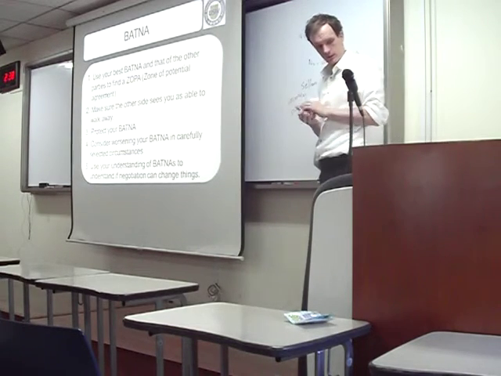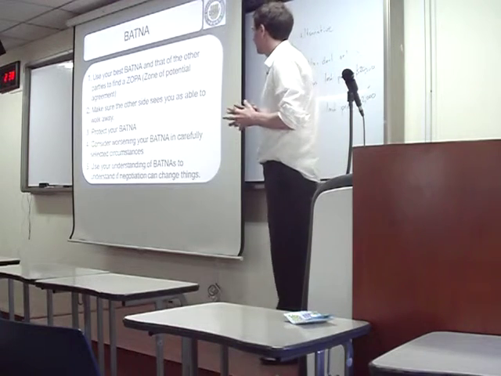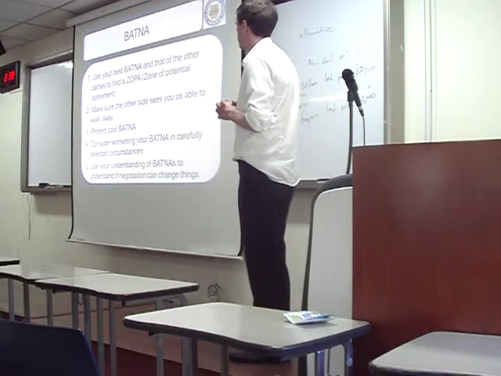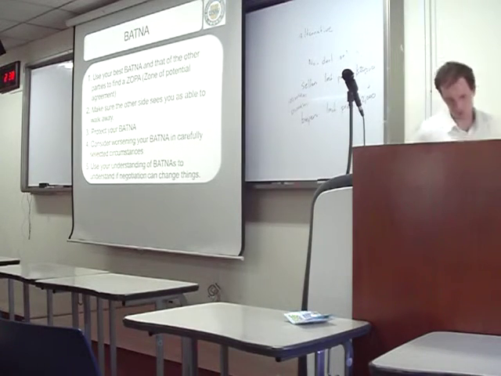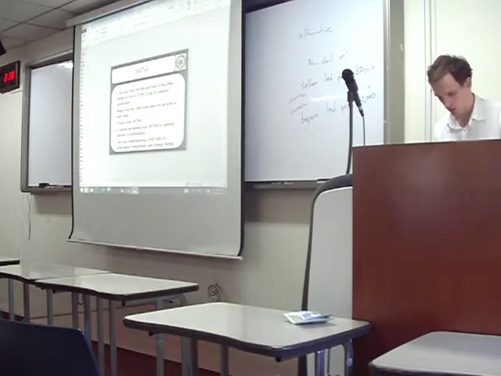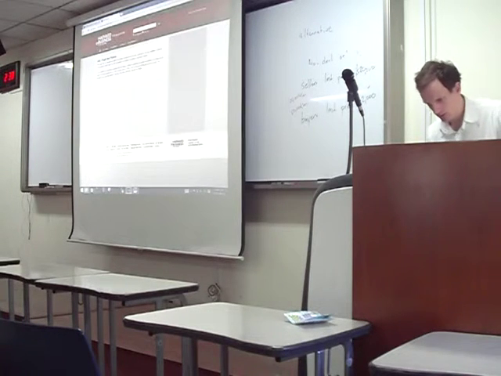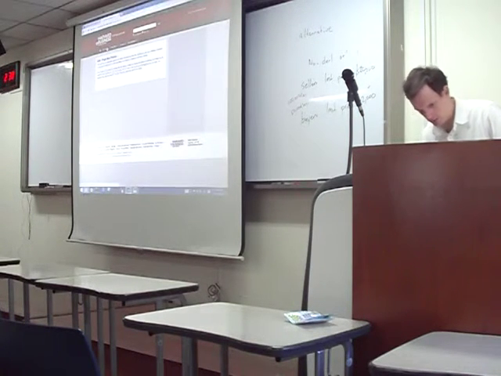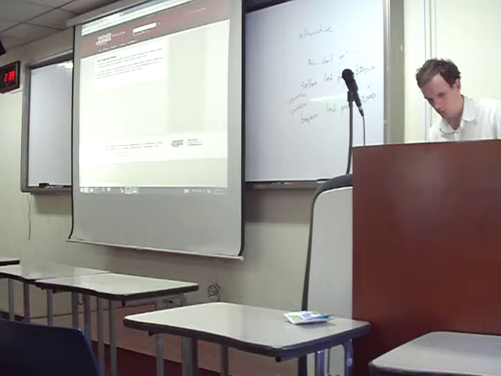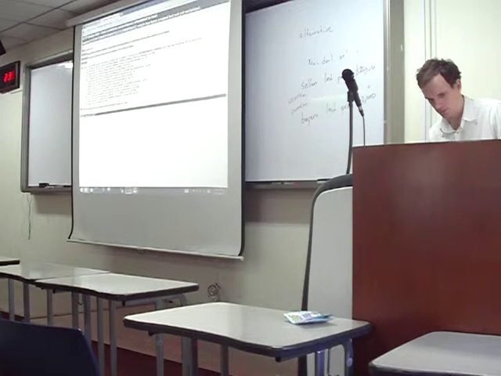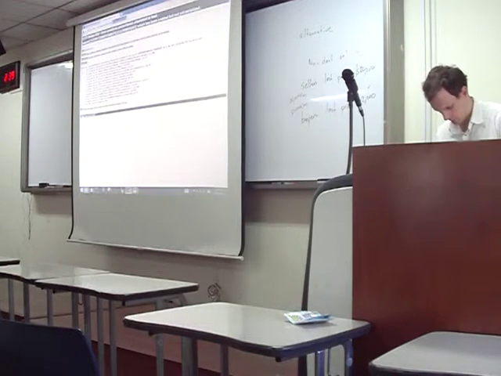So we use our best BATNA and that of the other parties to find the ZOPA. We said that ZOPA is the zone of potential agreement. Zone of potential agreement is the price between the two BATNAs.